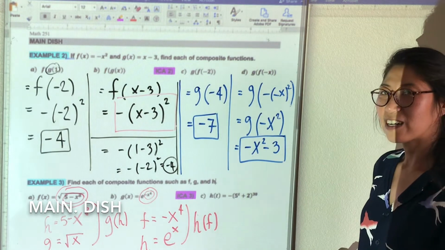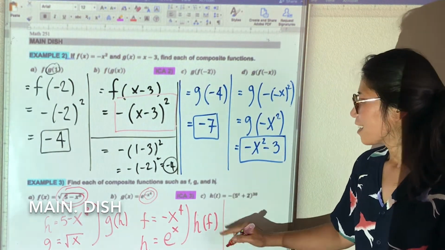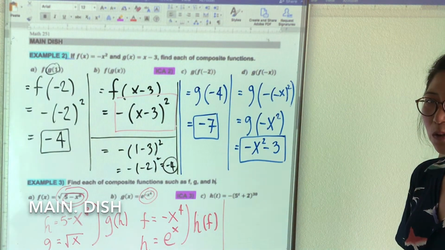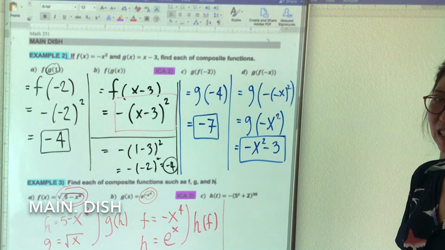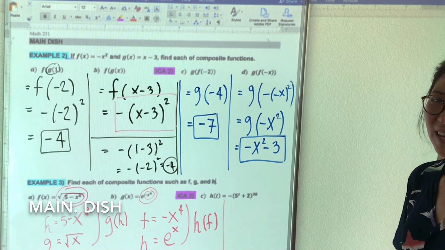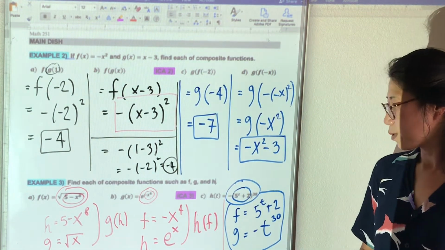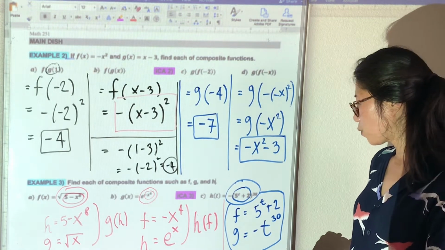Okay, now your turn. It's going to be in-class activities. Pause the video for a few seconds and see if you can get the answer and compare with me. Did you get enough time to do example 3? Now check the answer with me.